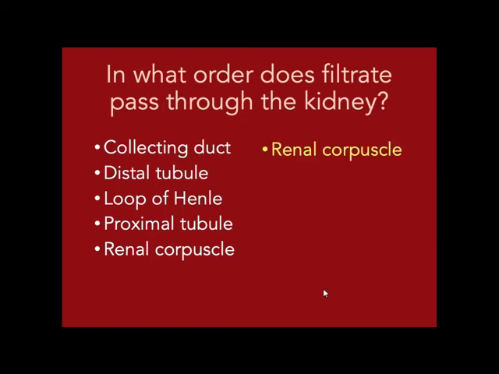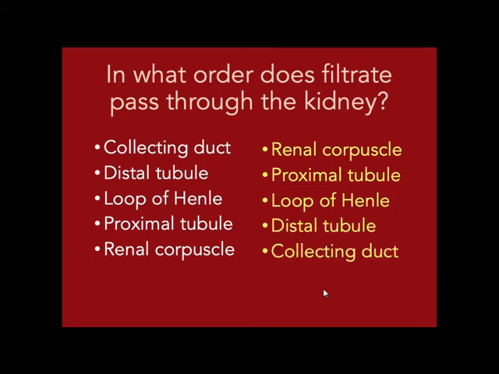All right, so it's renal corpuscle, then what? Proximal tubule. Okay, then what? Loop of Henle. Loop of Henle, then what? Distal tubule. Yeah, then what? Collecting duct. Yep, that's the order.